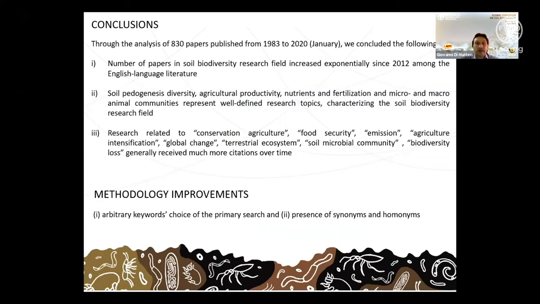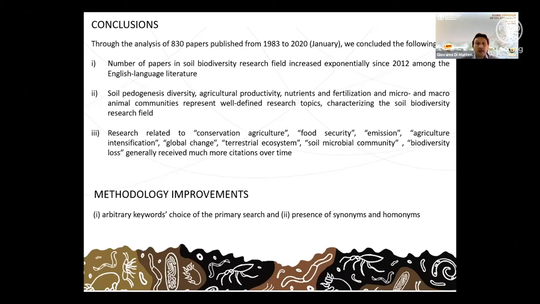They are represented by four clusters in relation to soil phytogenesis diversity, agricultural productivity, nutrients and fertilization, and micro and macro fauna research. Also, the analysis cited research terms, in some cases more general and in other cases more specific, in relation to conservation agriculture, food security, soil microbial community, terrestrial ecosystems, and global change, and so on.